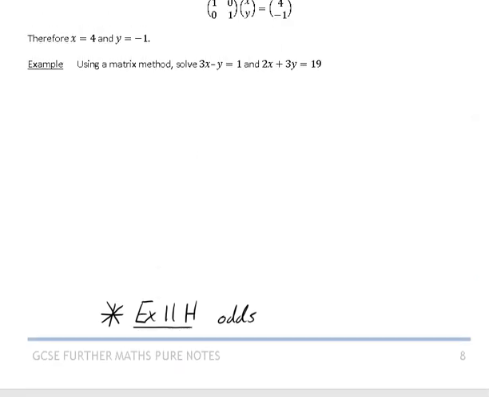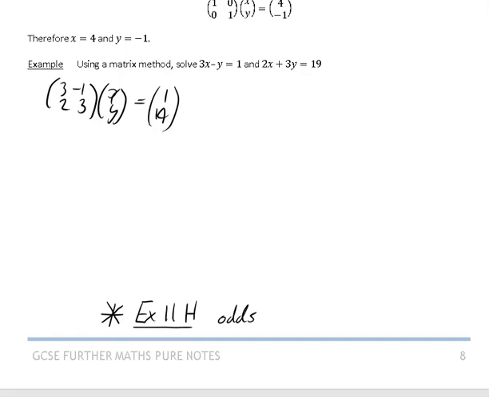So it says, using the matrix method solve, we've got 3x minus y is equal to 1, and then we have 2x plus 3y is equal to 19. So the first thing we're going to do is rewrite this in matrix form. So it becomes 3, minus 1 and 2, 3 on the bottom. And then that is multiplying my xy, and that's going to be equal to 1 and 19. So let's just look at that. That was my 3x minus y equals 1, and that's my 2x plus 3y equals 19. There's my two equations.